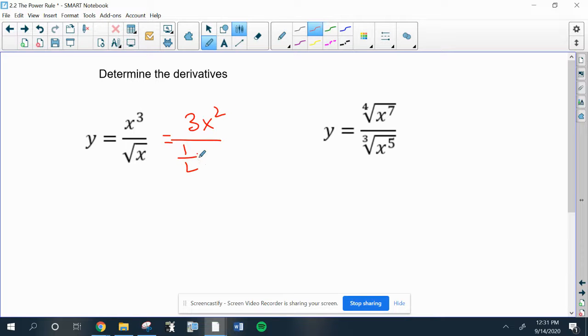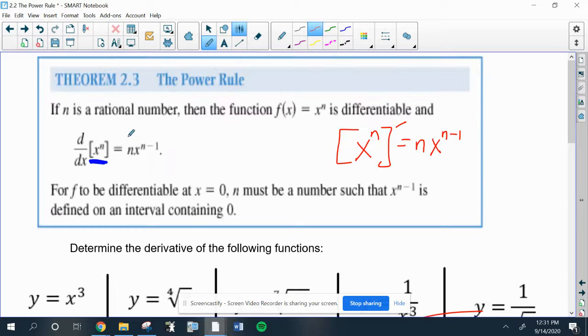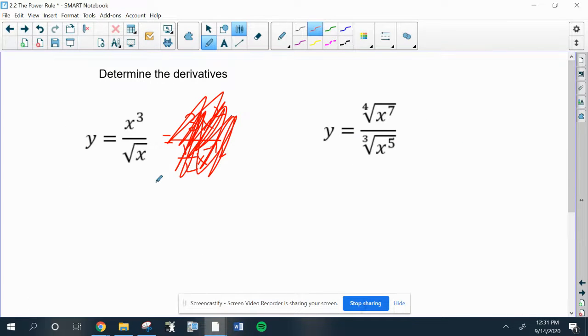Can't just ignore the fact that this is a fraction, just do each of them separately. So do not do that. Your derivatives, when you start, are all going to have to look just like this, the derivative of x to a power. So think about that, do it, and then restart the video.